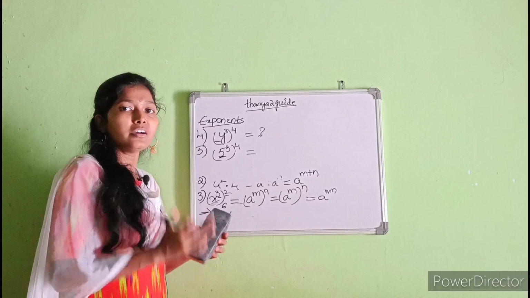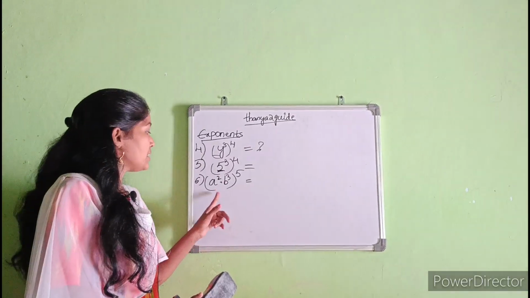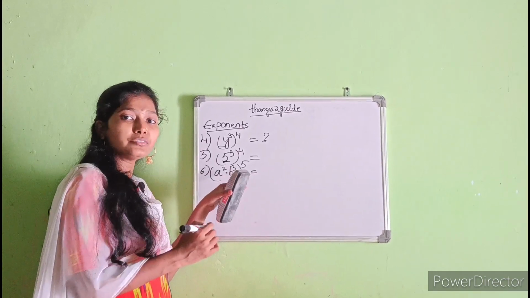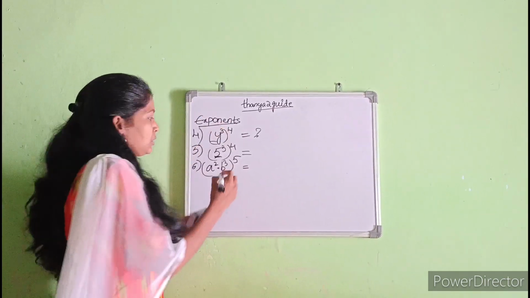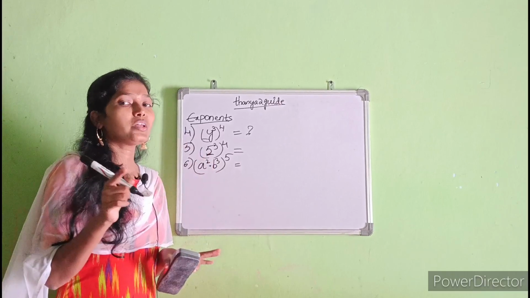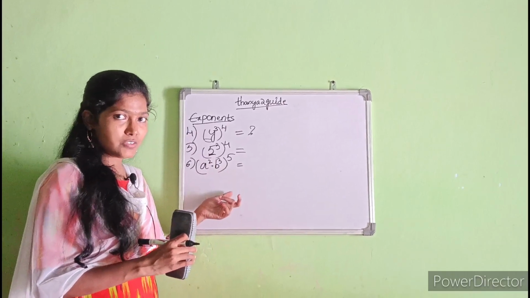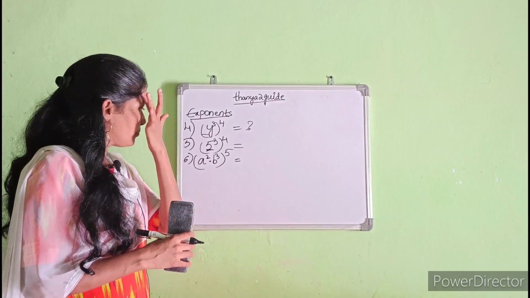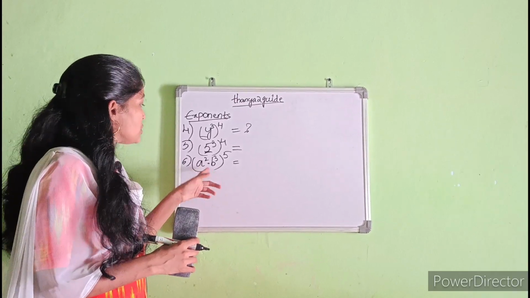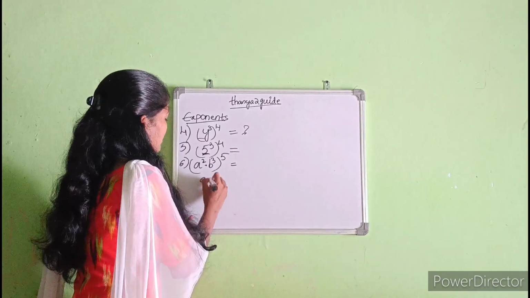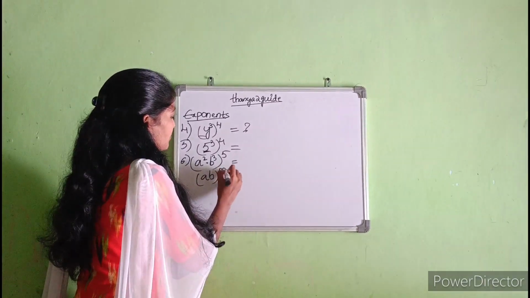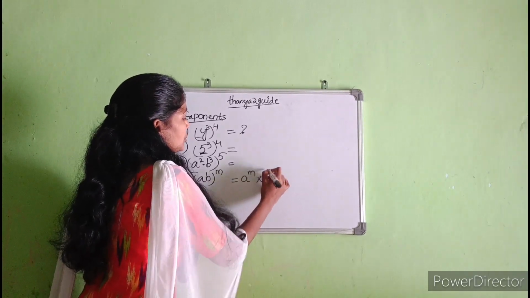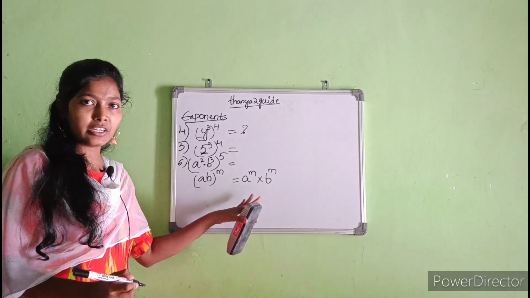Now, let us move to the next question. Let us see one more question, that is a to the power of 2 into b to the power of 3 whole to the power of 5. Okay. So, can you all guess what is the formula related to this? Just take 1 second and start guessing. So, yeah, the time is up. This is related to (ab) whole to the power of m, that means a to the power of m into b to the power of m.